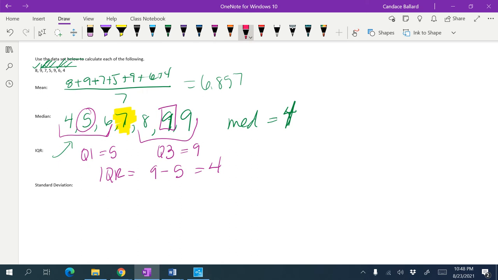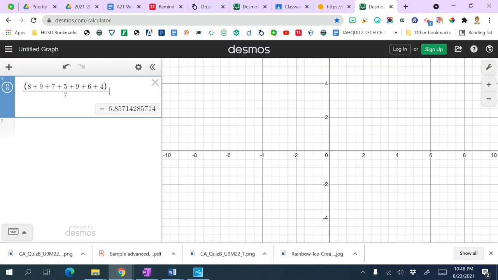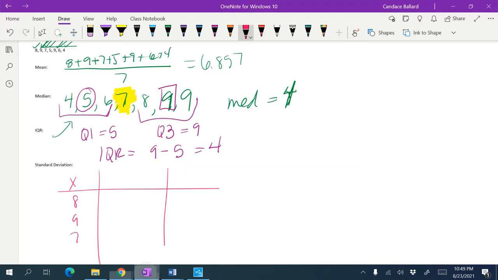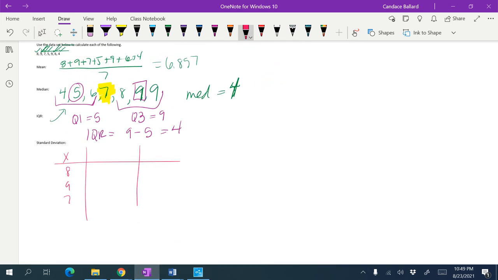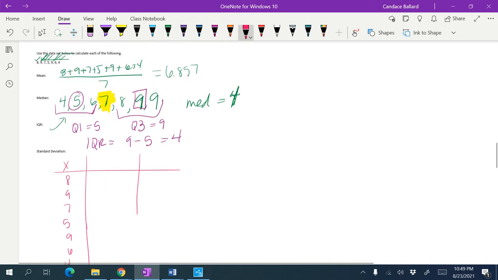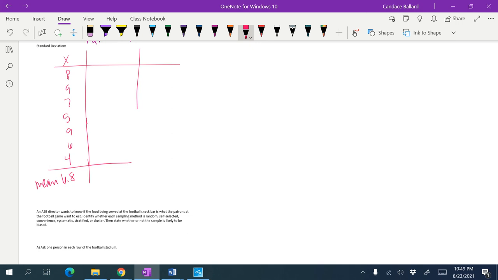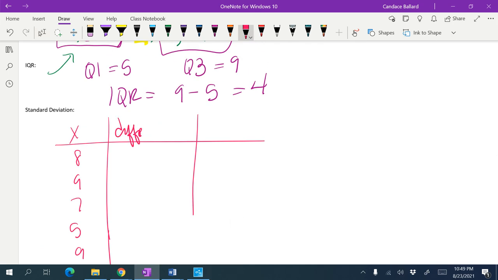Okay, to do the standard deviation, the first thing I do is I find the mean. So I would typically draw this table, and I'm going to just list my values in the table. 8, 9, 7, 5, 9, 6, and 4. Okay, sorry about that, almost lost battery. Okay, I would calculate the mean. I luckily have already done that once. So the mean is 6.587. Sorry, 6.857.